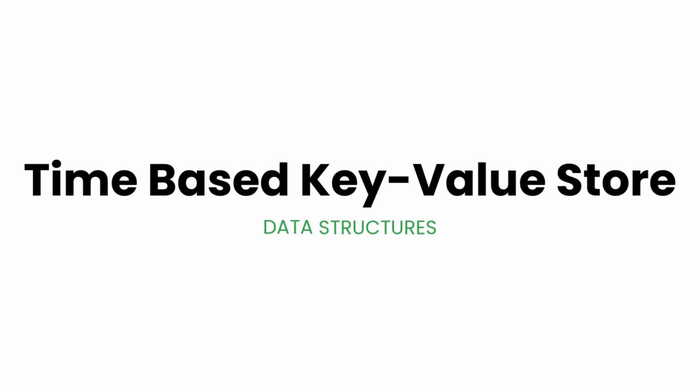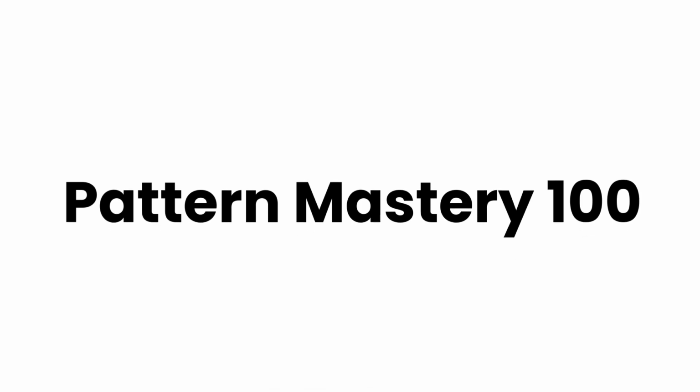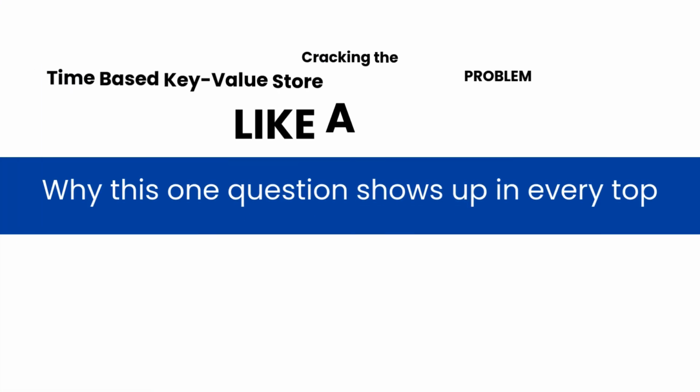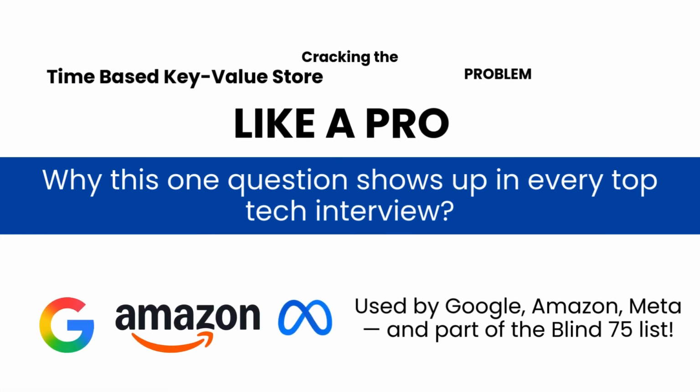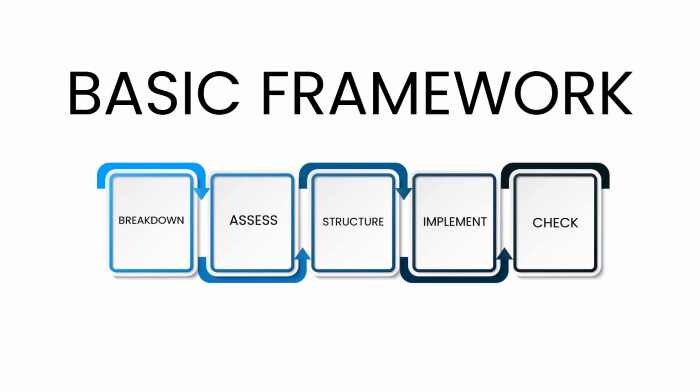Time travel debugging, but for keys. Time-based key value store is a Pattern Mastery 100 favorite because it blends hash maps with binary search. It's asked at Meta/Amazon to see if you can store version data and pull the value as of a timestamp fast. Today we'll lock it down with basic and produce clean O(log n) lookups.